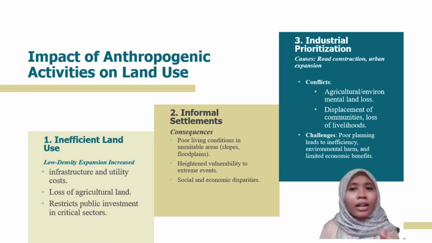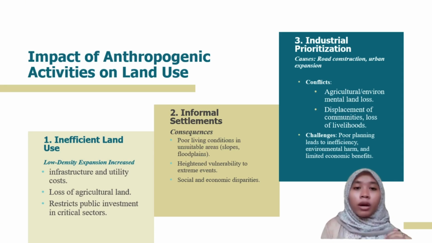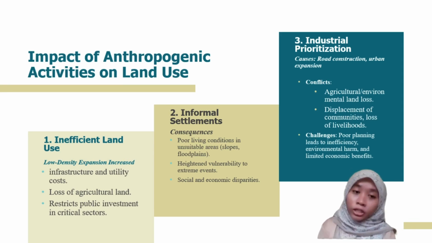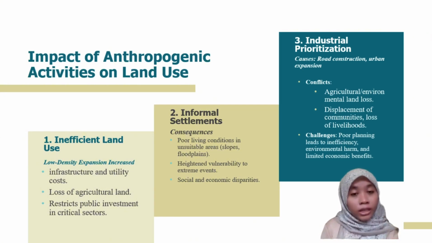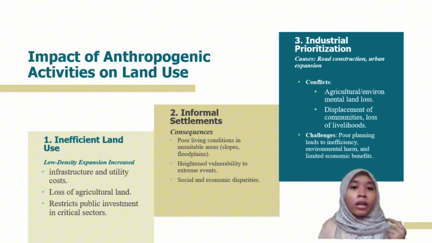The unequal allocation of land sharpens division in society. Wealthy groups secure prime urban land with access to services, while marginalized communities are pushed to undesirable locations, limiting their access to jobs, education, and healthcare. This inequality reduces productivity, sparks social tensions, and holds back economic progress.